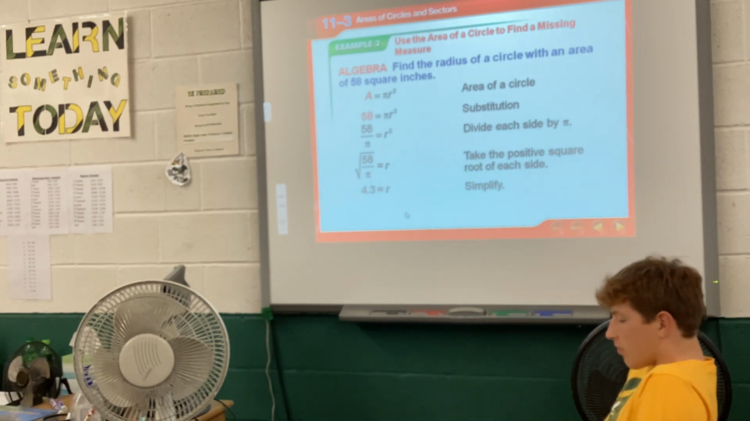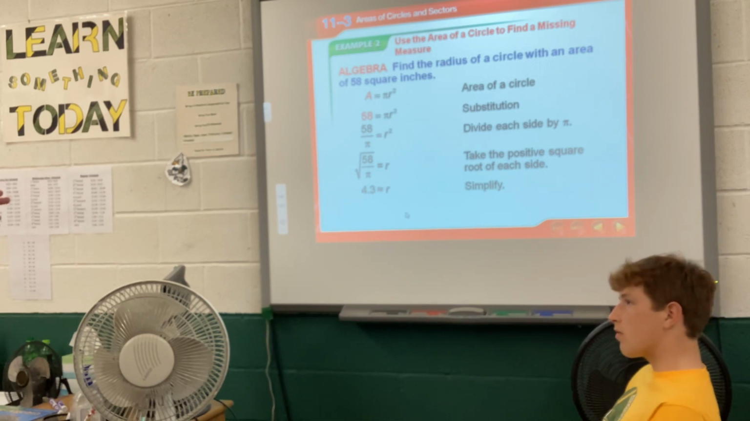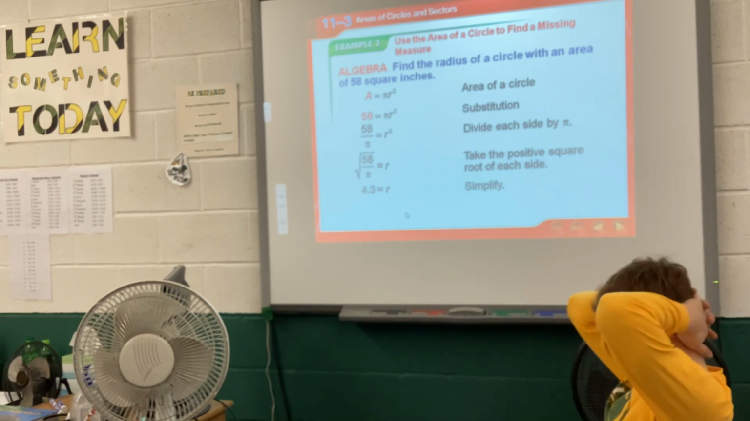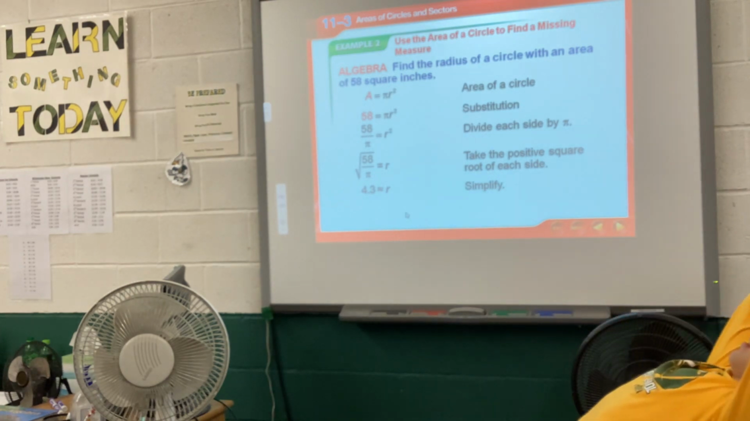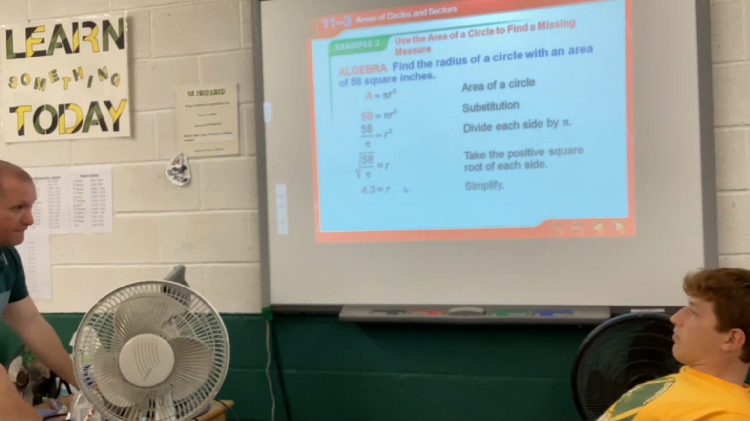Now, when they ask you to find the radius, it's 4.3 what? Inches. Then when you go back to a radius, it's just inches, not inches squared. Make sense? Okay? Everybody good with that?